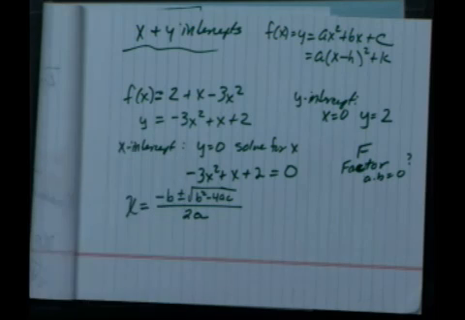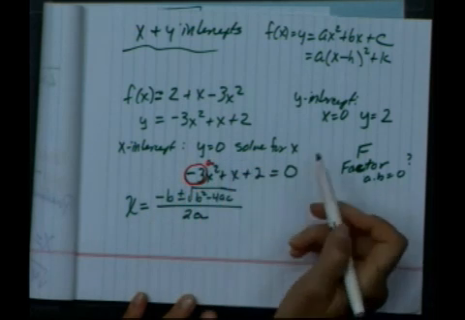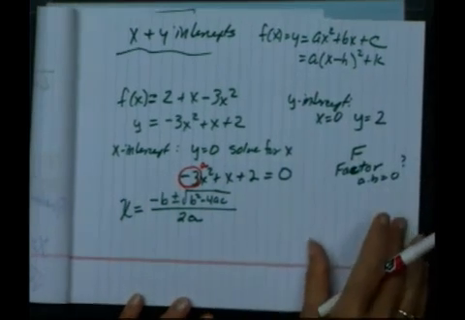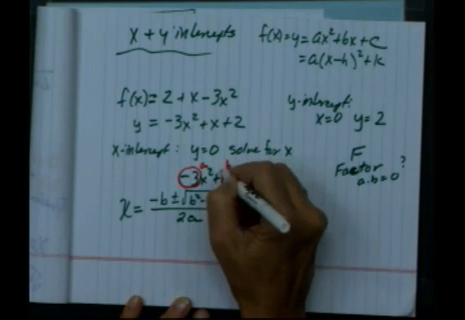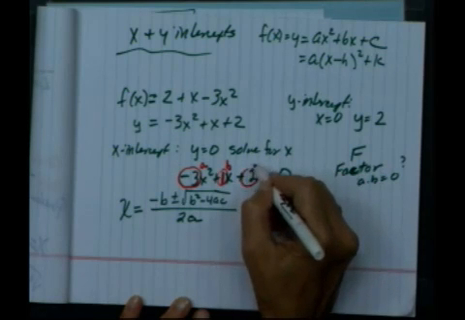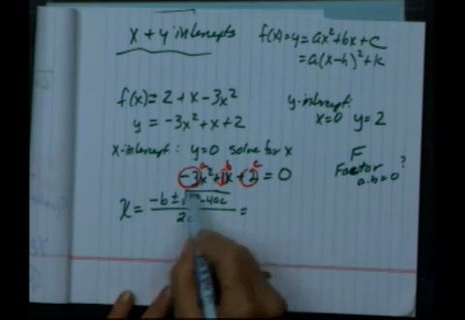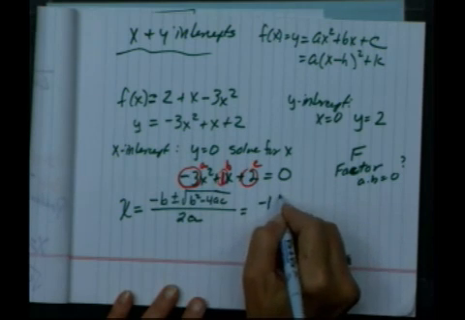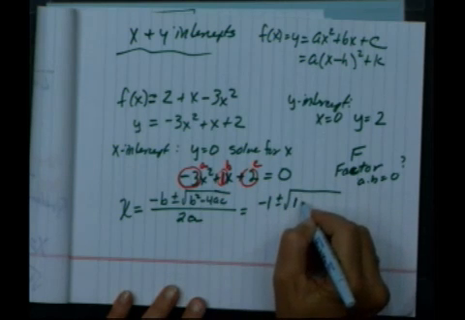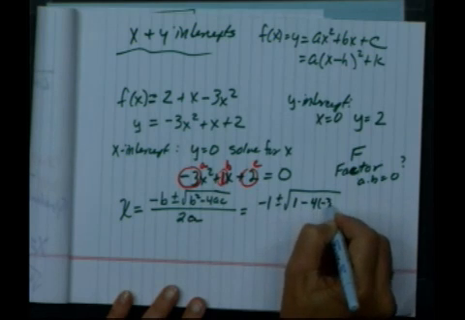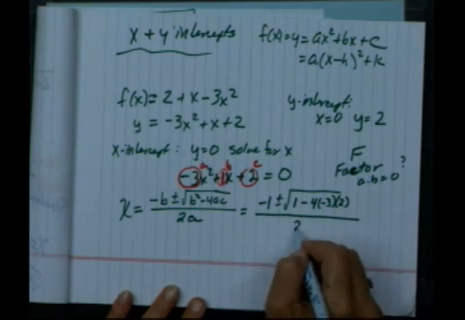What's my a? Negative 3. Negative 3 is my a. a is always the coefficient in front of the x squared. What's my b? 1. And my c? Positive 2. All right, tell me what to put in. What's the first term? Negative 1. Negative 1 plus the square root of 1 squared, which is 1, minus 4 times negative 3 times 2, the whole thing over 2 times negative 3.